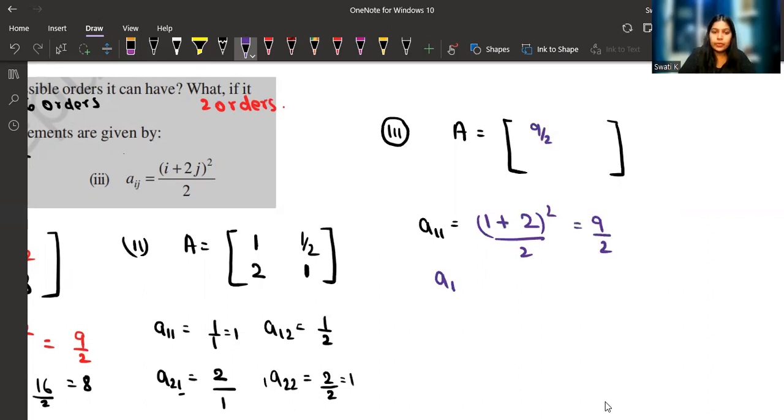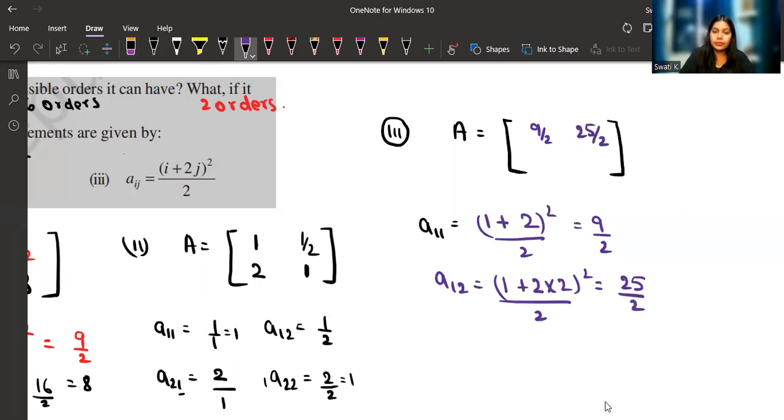Next entry is going to be A12. That means i is 1. So 1 plus 2 times j, which is 2. So 2 times 2 upon 2, and this has a square as well. So it is 1 plus 2 times 2 is 4. So 1 plus 4 is 5. 5 square is 25 by 2. So the second entry is 25 by 2.